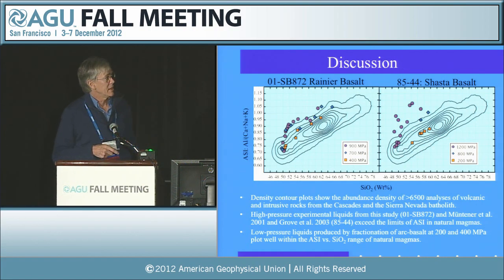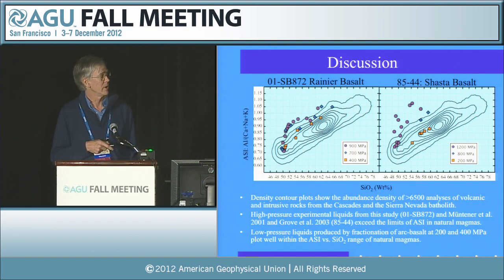But one thing that is different about our results versus nature, so these contours, this is the alumina saturation index. That should be 2 times calcium there. So things that are above 1 in this diagram are peraluminous, and things that are below 1 are metaluminous. We find, and other groups find as well, that crystallization of basalt at deep crustal conditions tends to produce liquids that climb into the peraluminous field while they're still andesites.